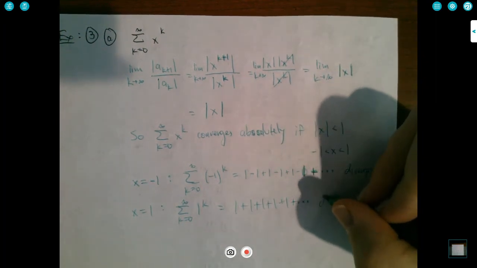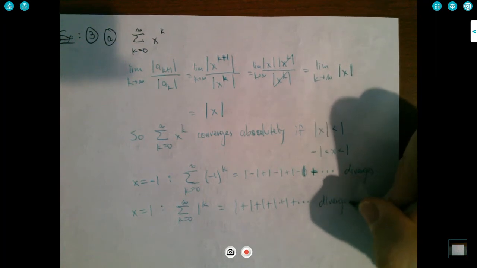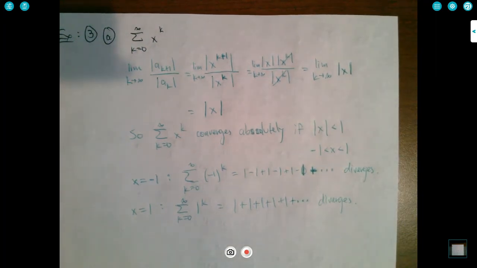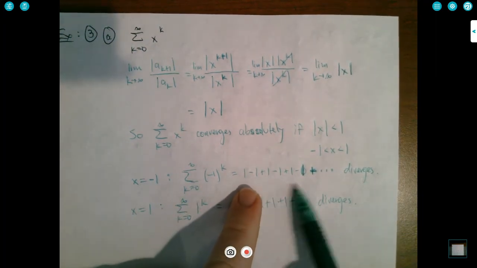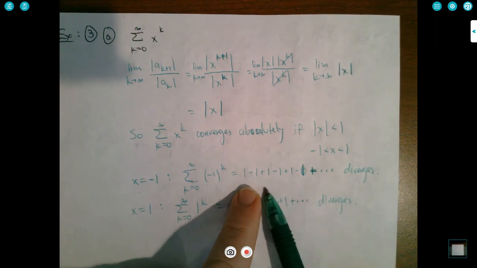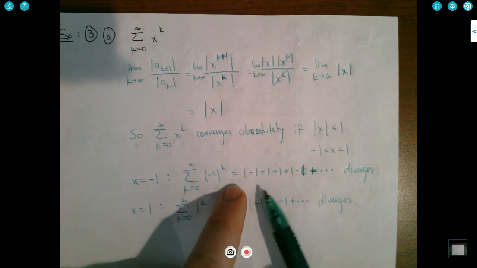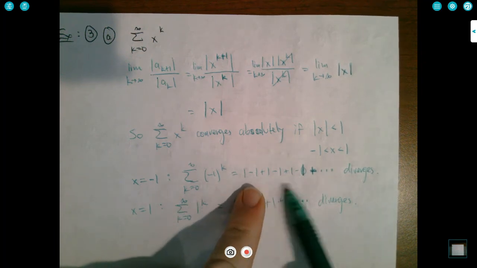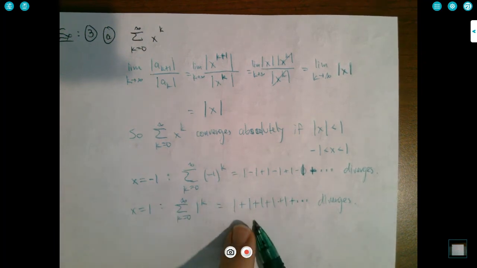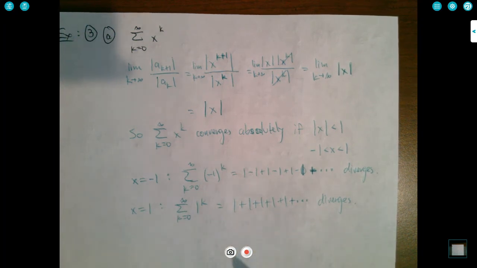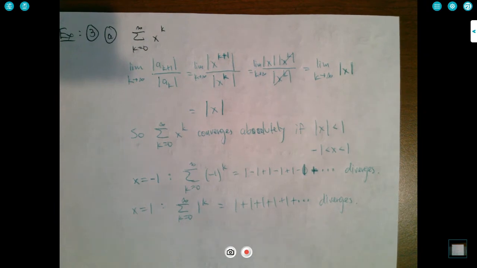Okay, that also diverges. They kind of diverge for different reasons, right? This one diverges because the sequence of partial sums alternates between 0 and 1. Okay, so it doesn't approach any value. This one diverges because the sequence of partial sums goes off to infinity, right? So that one diverges. But in any case, they both diverge.